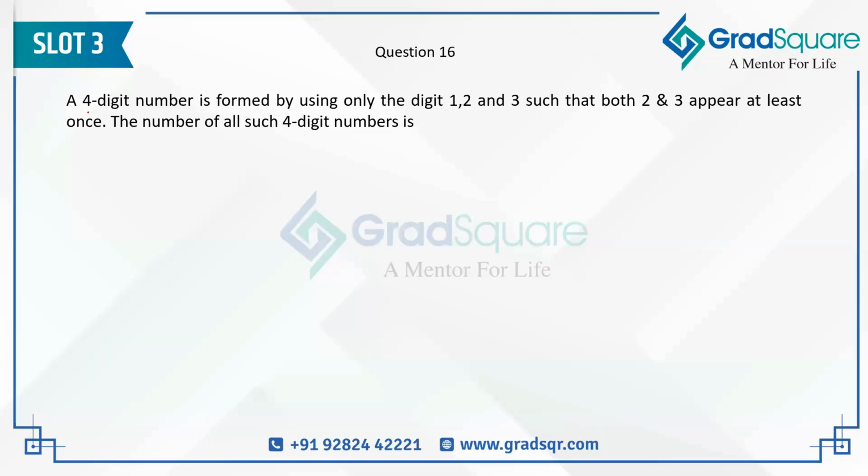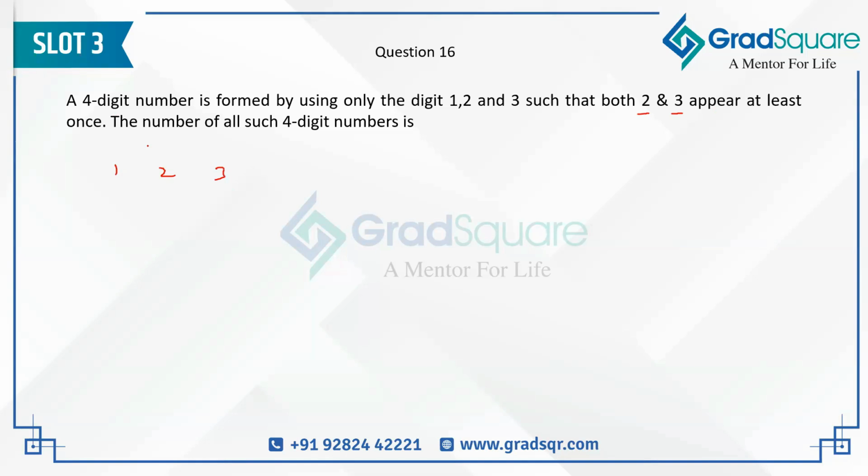Let's look at this one. A 4-digit number is formed using the digits 1, 2, and 3, such that both 2 and 3 appear in the number at least once. Okay, so whatever numbers you are going to make, which will be the 4-digit numbers, 2 and 3 have to appear at least once.